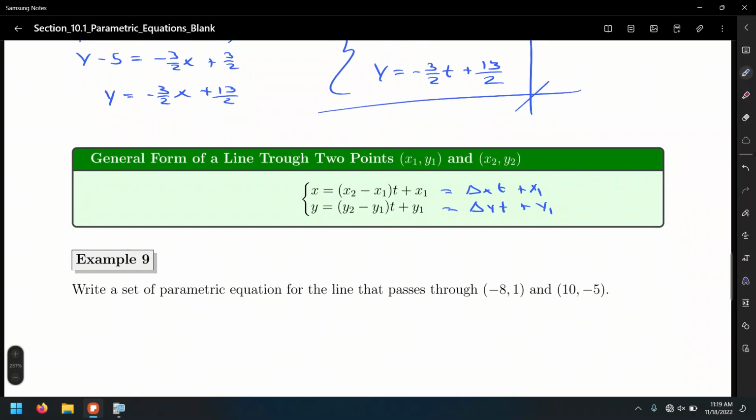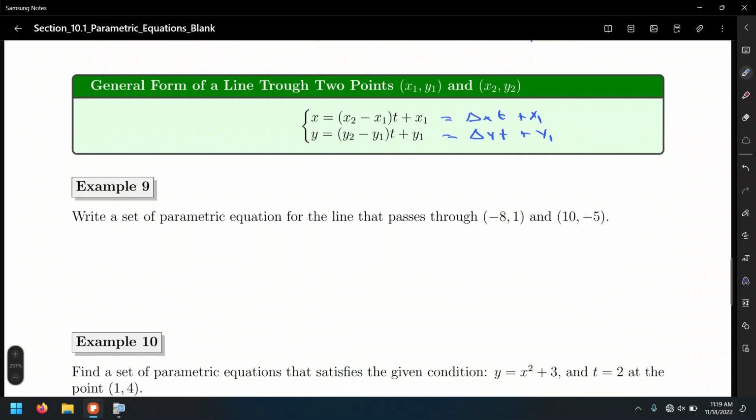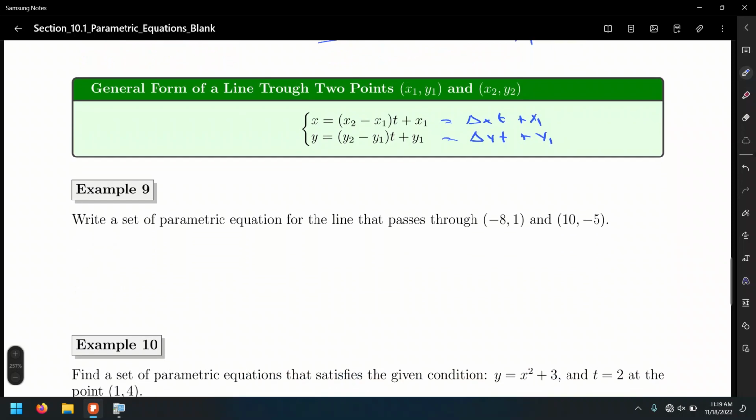All right, so let's write a set of parametric equations for the line that passes through -8, 1, and 10, -5. But in this case, not the traditional way that we did before, but actually using this general form to parameterize a line. Let's write the equations. x equals x2 minus x1 times t plus x1. y equals y2 minus y1 times t plus y1.